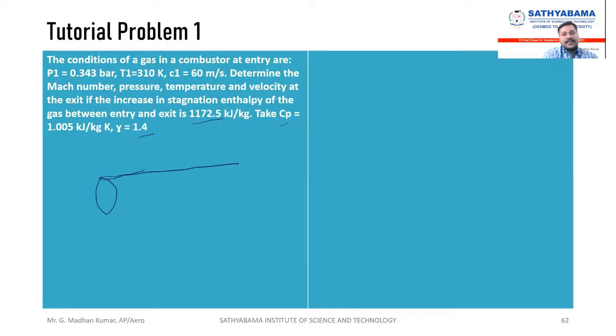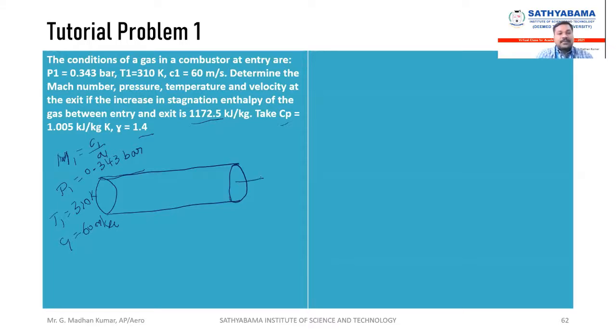Let us have this combustor like this. The shape of the combustor will be a uniform, constant area combustor, right, like this. So here pressure P1 is about 0.343 bar, and then temperature T1 is about 310 Kelvin, right, and then C1 is 60 meter per second, right. We don't know the actual Mach number M1, right, so you have to find M1. M1 is nothing but C1 by A1. So you have to find it.